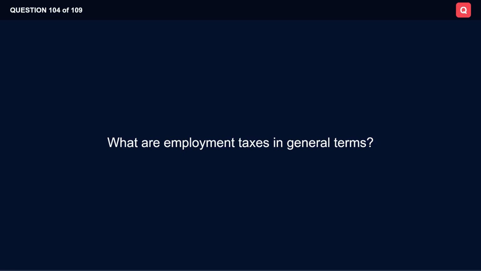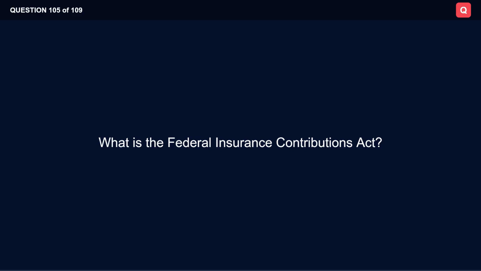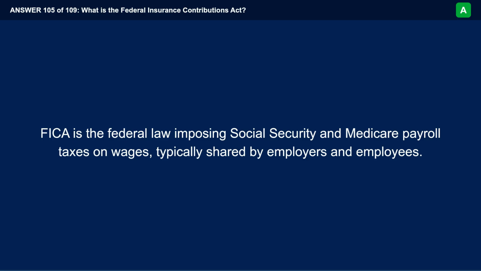What are employment taxes in general terms? Employment taxes generally include federal income tax withholding, Social Security and Medicare taxes, and federal unemployment tax obligations. What is the Federal Insurance Contributions Act? FICA is the federal law imposing Social Security and Medicare payroll taxes on wages, typically shared by employers and employees.